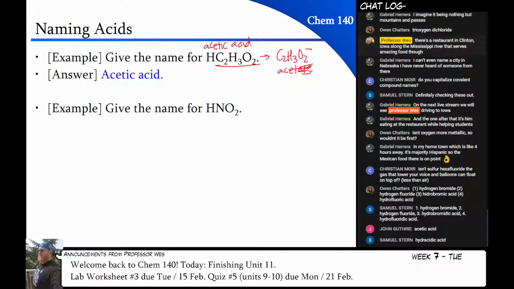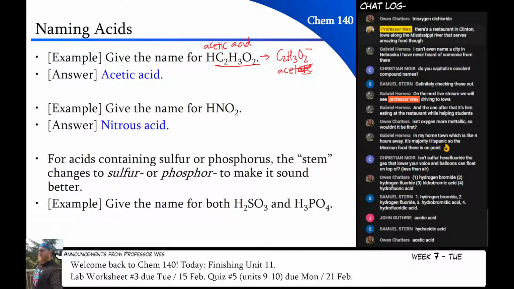How about this acid? We already did that one, sorry. How about these acids? Now, when we work with sulfur or phosphorus, when you get rid of the stem, you add extra letters just to make it sound better. So instead of sulfite becoming just "sulf," we put this on there. So this would become sulfurous acid, which would be H2SO3.